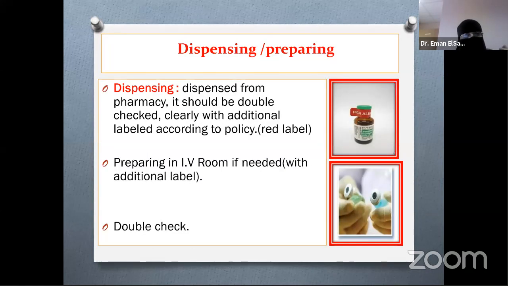How can we dispense or prepare high alert medication? Dispensing from the pharmacy, with a double check of the medication against the order before. Maybe the preparation needs the IV room, and this may be checked before. Double check the order before. When this is finished, after that, double check the red label on each ampoule after preparing.